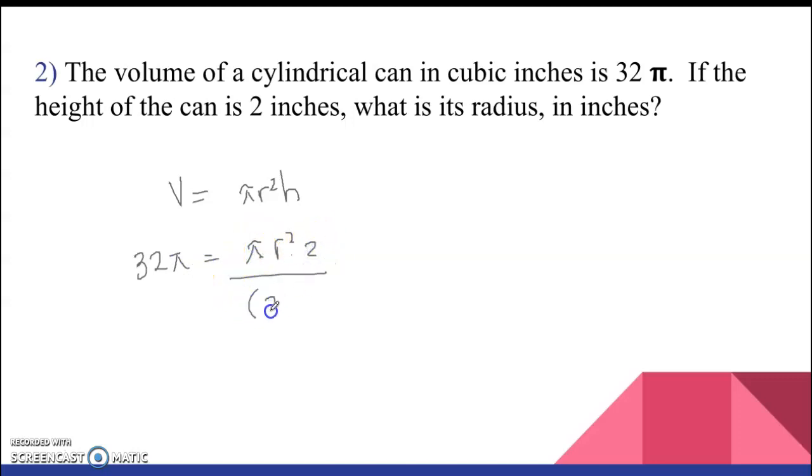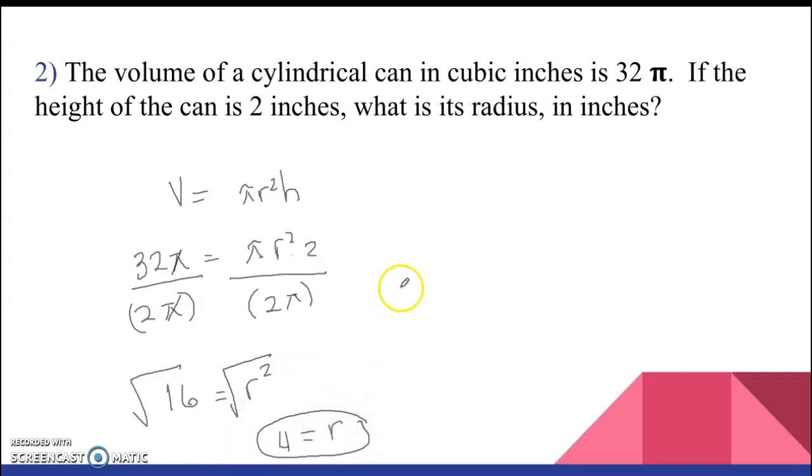So I'm going to divide everything by 2 pi, because I want to get rid of those. Make sure they're in parentheses. When you have a pi in the top and a pi in the bottom, it's like saying these cancel. So this is actually 16 is equal to r squared. Now you take the square root. A lot of my students, to get rid of a square, divide by 2. You do not divide by 2. You take the square root, and the square root of 16 is 4. The radius is 4. So to get rid of this little square, you do the square root. Please do not divide by 2. I've seen a lot of those from numerous students.